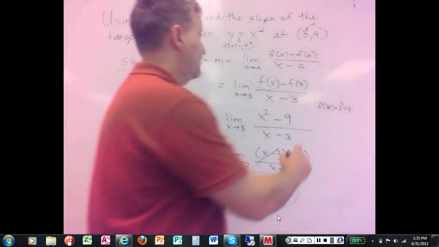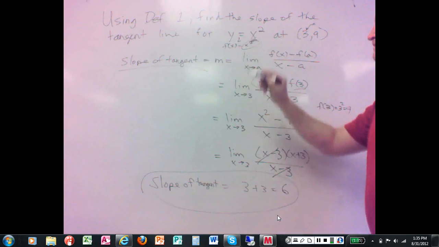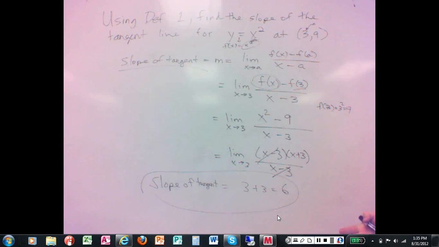The f of 3? Yeah. It's because the function is x squared, so you square the 3 to get 9.